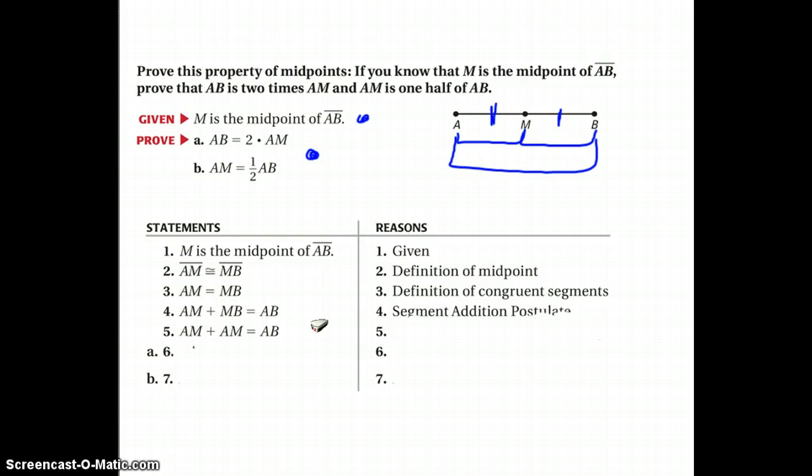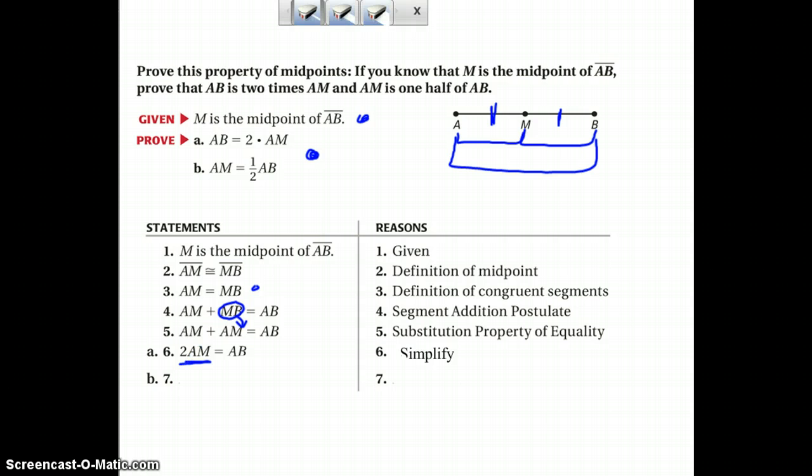Now, if we know that AM equals MB, we can substitute AM in for MB here. Okay? So that was done by our substitution property of equality. Then we can simplify this equation. Now we're simplifying because we're adding AM plus AM on one side of the equation to give us 2AM. Okay, so we simplify that side of the equation.